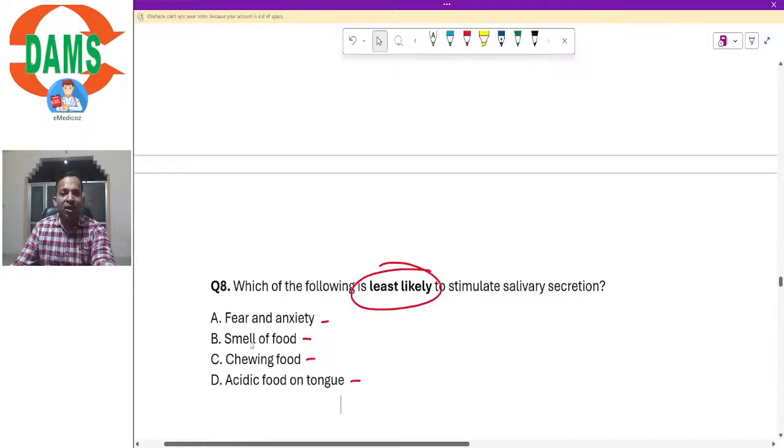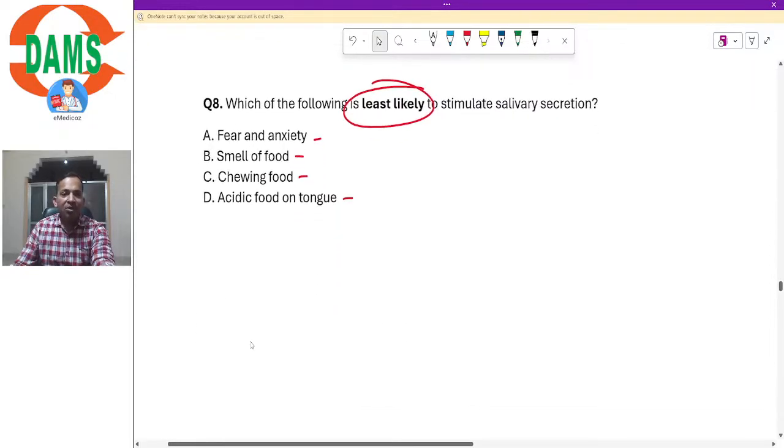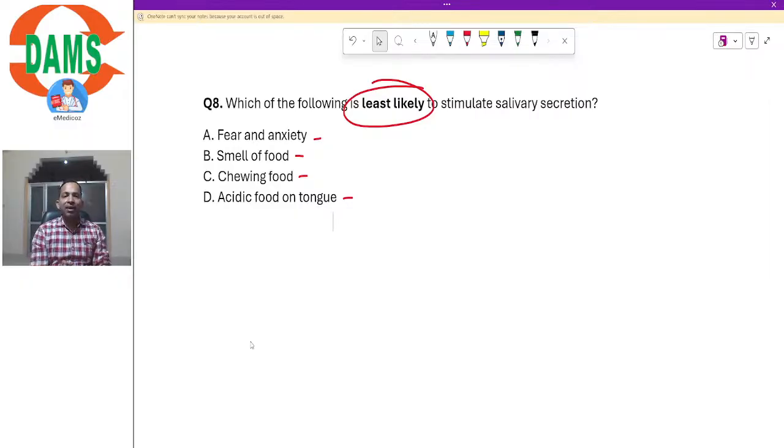अच्छा, उत्कर्ष ने ऑप्शन डी जो है ये क्वेश्चन 7 का आंसर दिया है, राइट? So which of the following is least likely to stimulate salivary secretion? And the options are fear and anxiety, smell of food, chewing food and acidic food on tongue. तो क्या लगता है इनमें से कौन सा ऑप्शन सही होगा? Acidic food on tongue, obviously it will need to be neutralized the acidity, तो buffer चाहिए, bicarbonate चाहिए, rapid salivary flow होगा, ठीक है. Also acidic food means you can taste the food, tangy flavor.